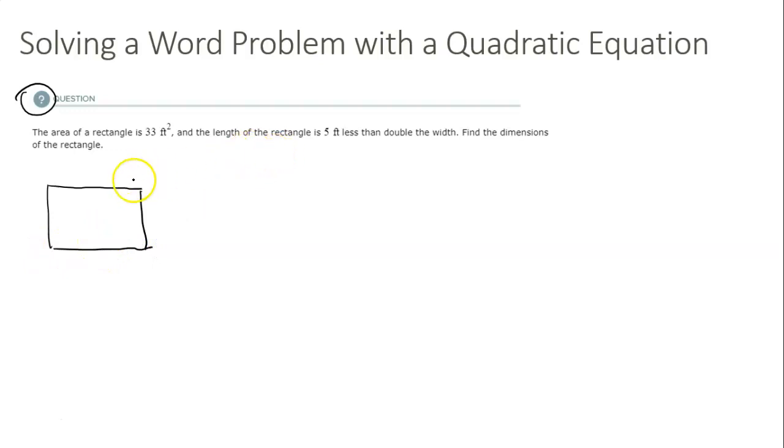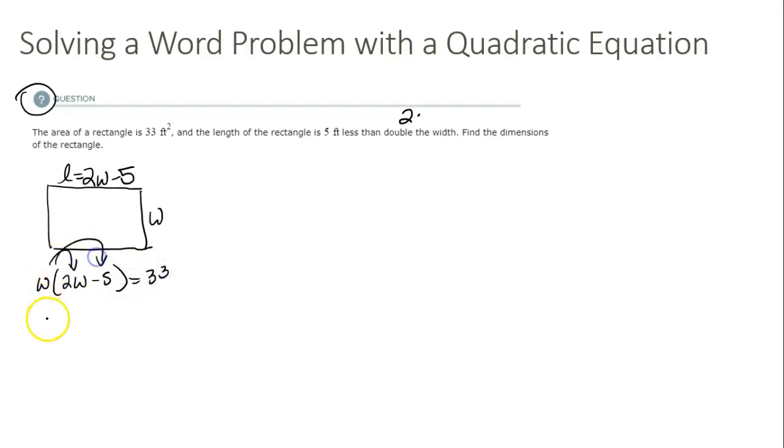All right, so what we've got is an area. We've got a length and a width of the rectangle. It says the length of the rectangle is 5 feet less than double the width. Well, double means 2 times, and 5 feet less than means some stuff minus 5. So there's my two expressions. The area is going to be found by multiplying the length times the width, and that has to equal 33.